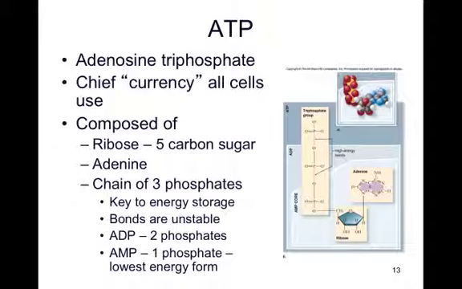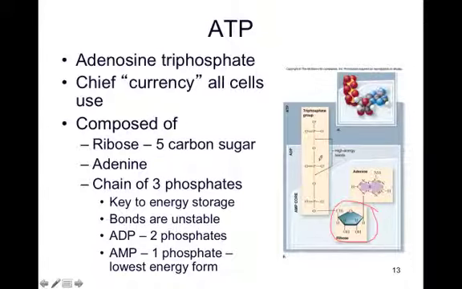ATP is adenosine triphosphate, and it's a nucleic acid. It's composed of a ribose, an adenine, and 3 phosphates. As you remember from our macromolecules chapter, a nucleotide is composed of a ribose, 1 phosphate, and an adenine. ATP, adenosine triphosphate, is basically the same structure except we have 2 additional phosphates. This is the key to energy storage.